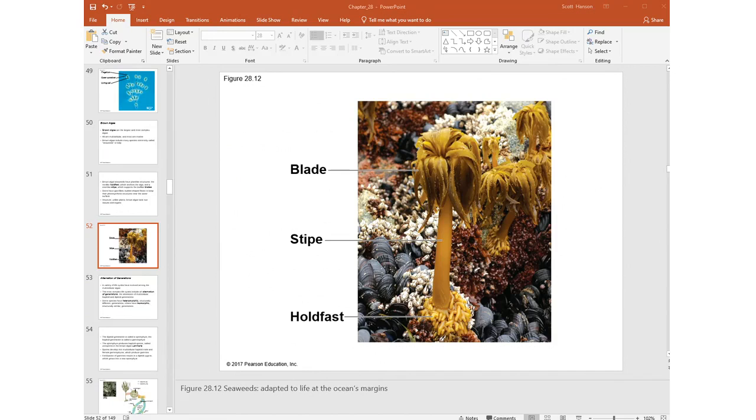I hope you enjoyed part one of Chapter 28, where we went through a lot of different slides and a lot of different material, really introducing us to this large, diverse group with a variety of different lifestyles. Some are photosynthetic, some are heterotrophic, so there are many different ways of obtaining nutrition, and shapes and sizes and colors. And so we're going to continue on then.